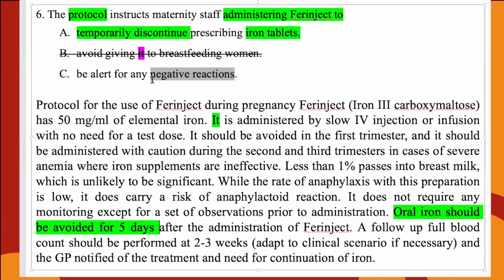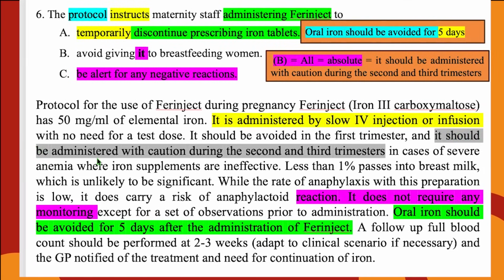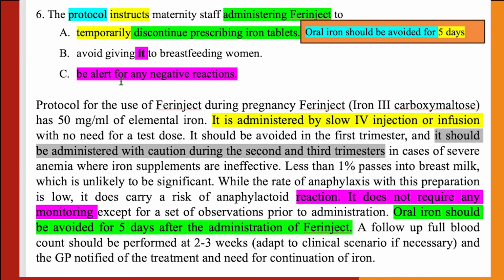And you see the third one, be alert for any negative reactions. It says less than 1% passes into breast milk, which is unlikely to be significant. There are no considerable negative reactions; they say it is negligible. Now you see, temporarily discontinue prescribed iron tablets, oral iron should be avoided for 5 days. Avoid giving it to breastfeeding women, and there is nothing to do with breastfeeding women here, right? Be alert for any negative reactions. It does not require any monitoring, which means reaction is very negligible. Is that clear? Yes, Father.